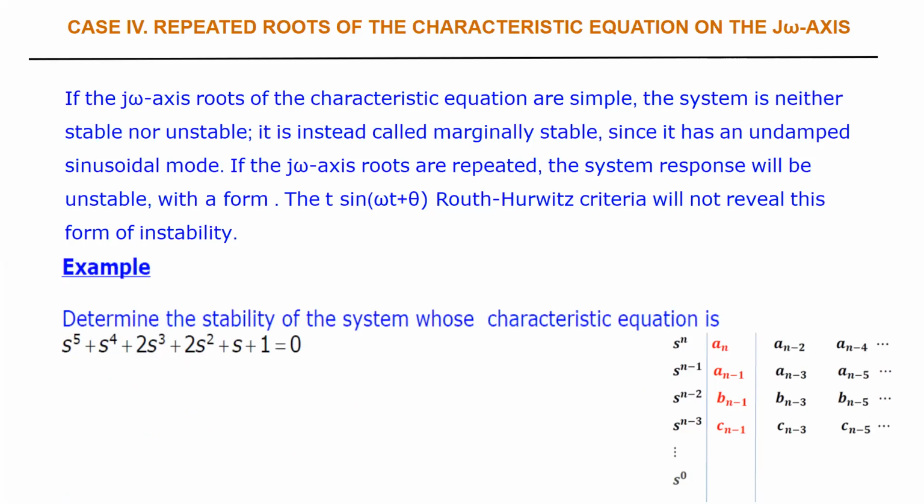This is the system which I have. This is the characteristic equation of the system. So let me form the first two rows. What are the coefficients of the first two rows?